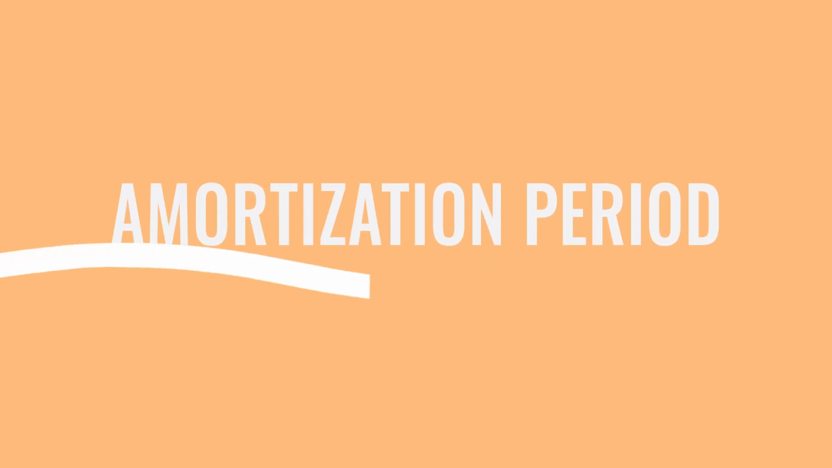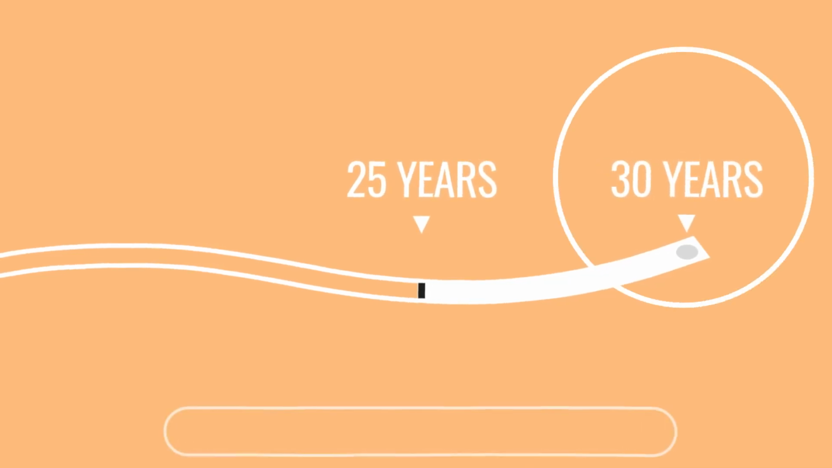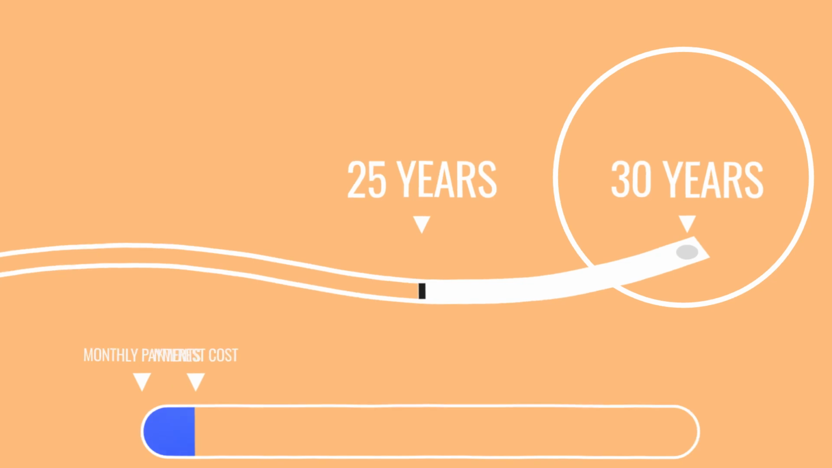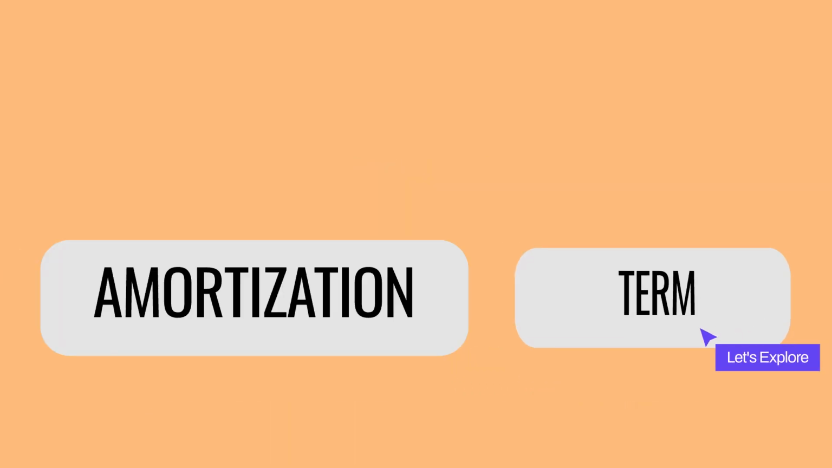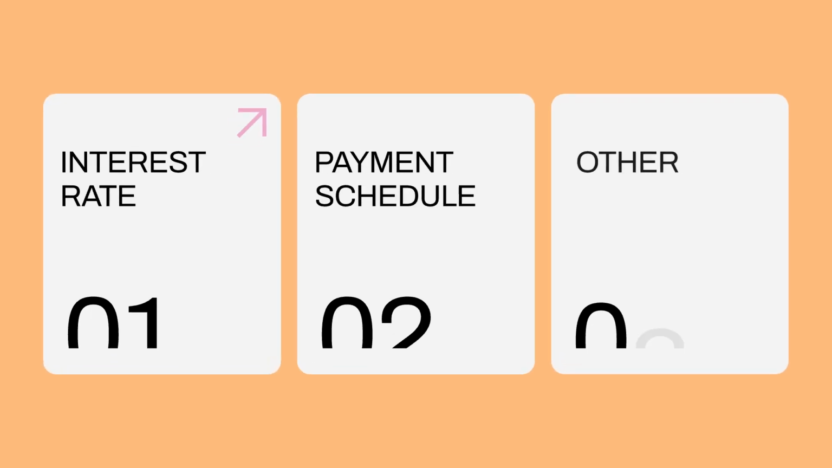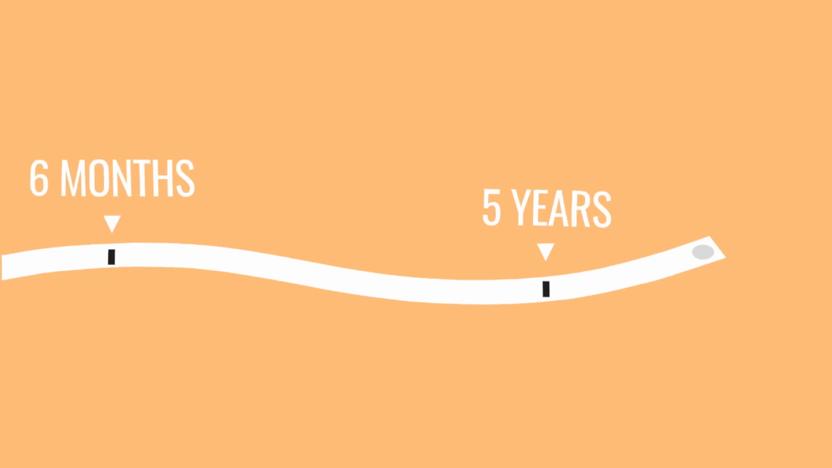Amortization period. The length of time over which the mortgage will be paid off, commonly 25 to 30 years. A longer amortization period results in lower monthly payments but higher overall interest costs. Term period. Length of time that the terms and conditions of the mortgage, including the interest rate, payment schedule, and other key aspects, are agreed upon between the borrower and the lender. Mortgage terms typically range from 6 months to 5 years, although longer and shorter terms are also available.